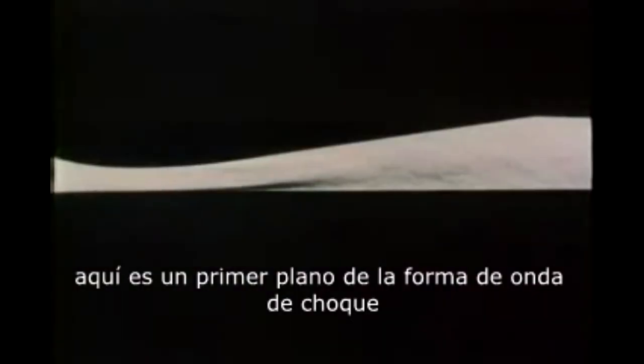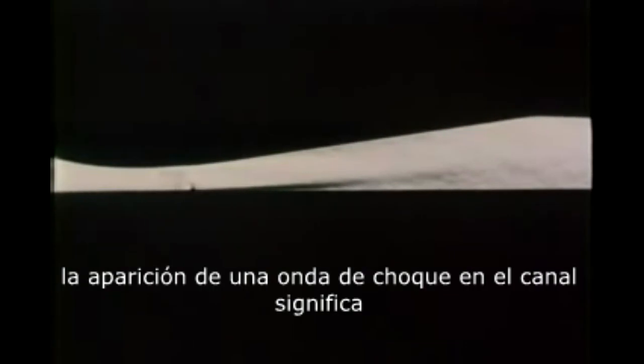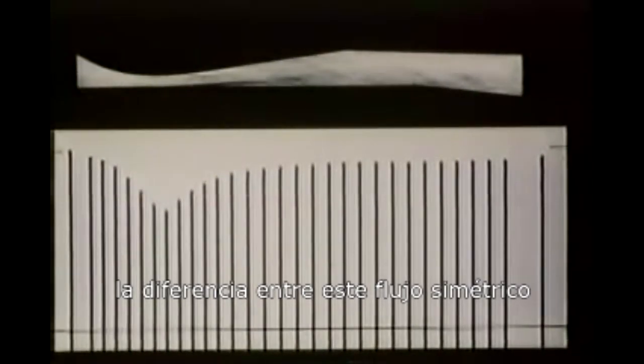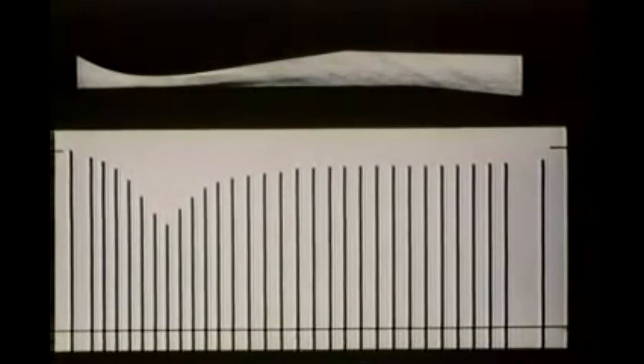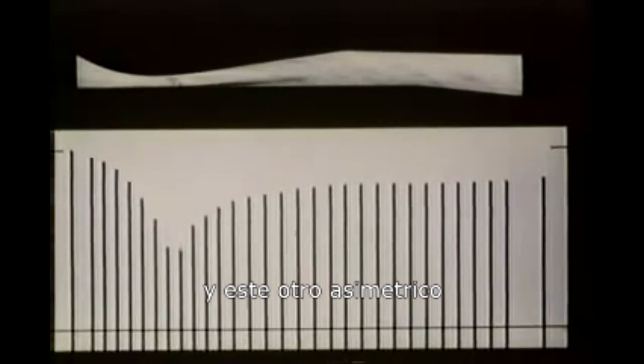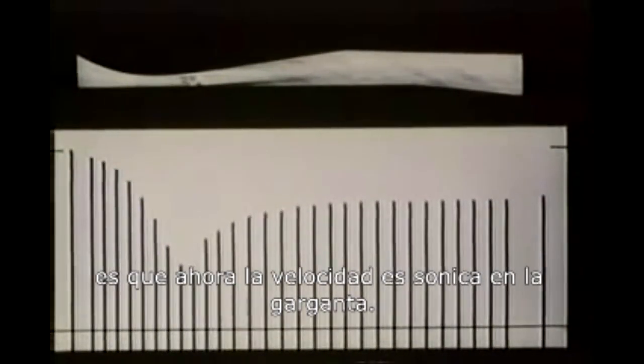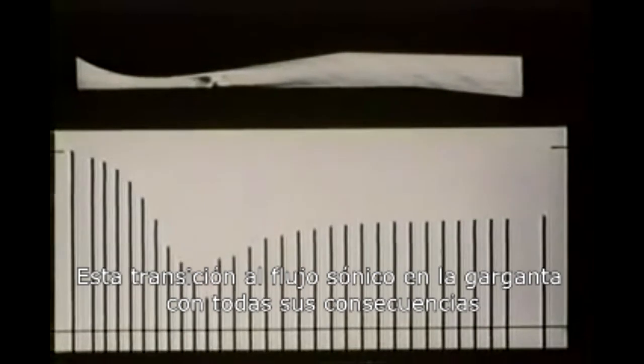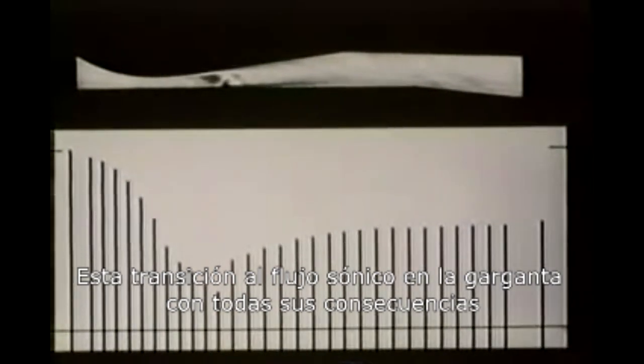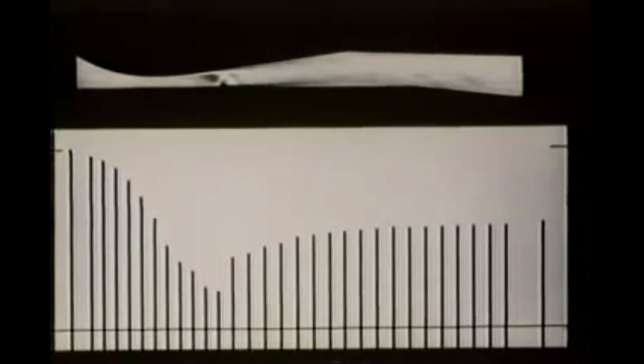Here is a close-up of the shock wave forming. The appearance of a shock wave in the channel means that the flow is locally supersonic. The difference between this symmetrical flow and this unsymmetrical one is that now the velocity is sonic at the throat. This transition to sonic flow at the throat with all of its consequences is called choking.